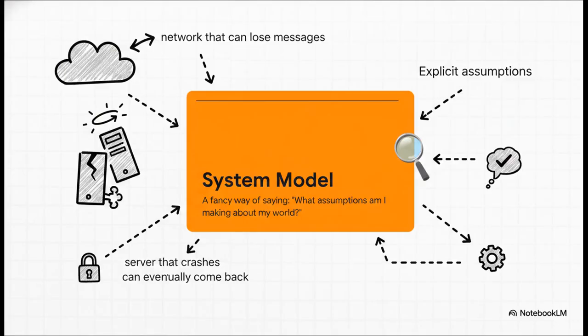A system model is a super practical tool. It forces you to get specific and write down what you're assuming. Things like, okay, I'm going to assume the network can drop messages, but it won't ever corrupt them. Or maybe I'm going to assume a server that crashes can eventually come back online. Making these things explicit is the absolute non-negotiable first step to building anything that's reliable.